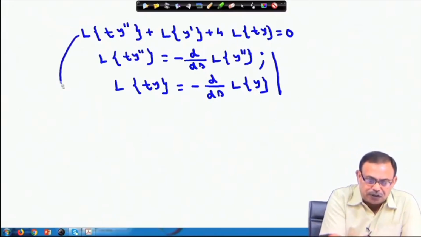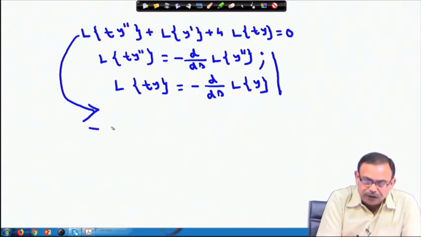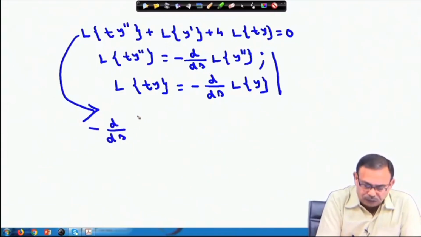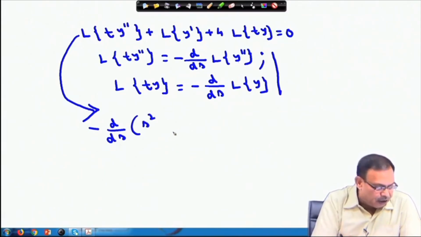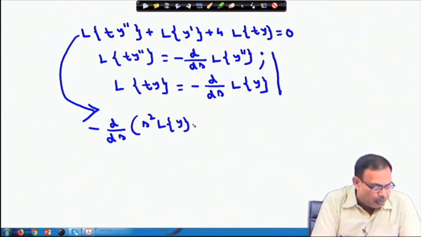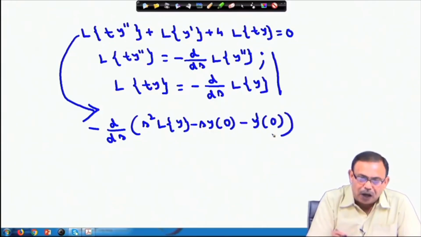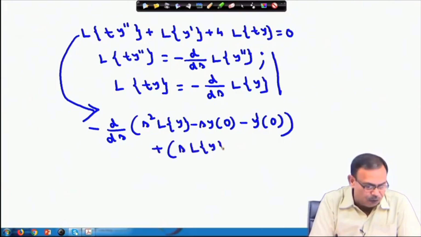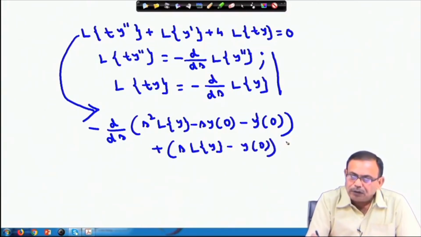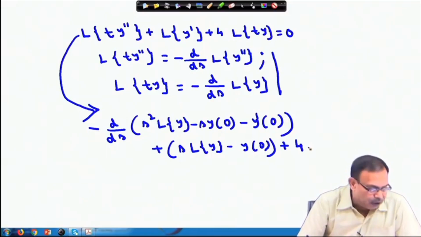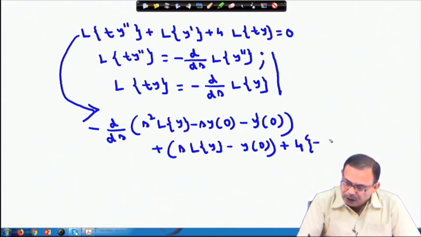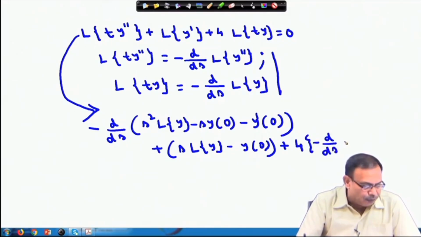Using these two things, I can bring it like this: minus d by d s of s square Laplace transform of y minus s y naught minus y dash 0, plus the Laplace transform of y dash, which is nothing but s into the Laplace transform of y minus y 0, and plus 4 into the Laplace transform of t y, which is minus d by d s of this thing.